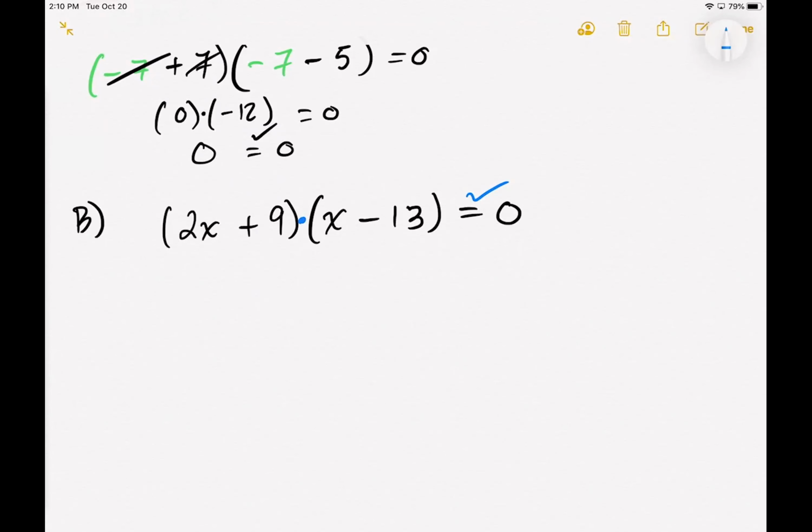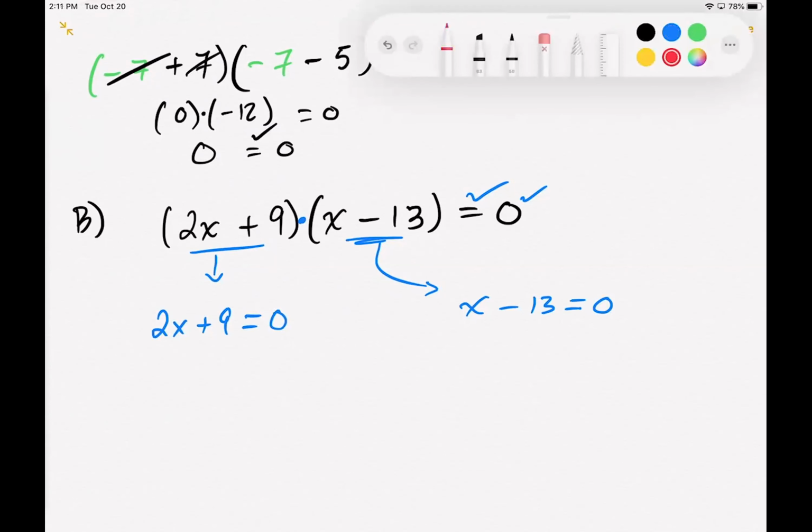Life is good. How good? Very good. Why? Because as long as it's equal to 0, all you need to do is take the first item, which in this case is 2x plus 9, and set it equal to 0. Take the second item, x minus 13, and set it equal to 0. That's the only thing new. Believe it or not, that's the only thing new in chapter 6.6: take each of your parentheses and set it equal to 0. And if you can set it equal to 0, now we can solve.